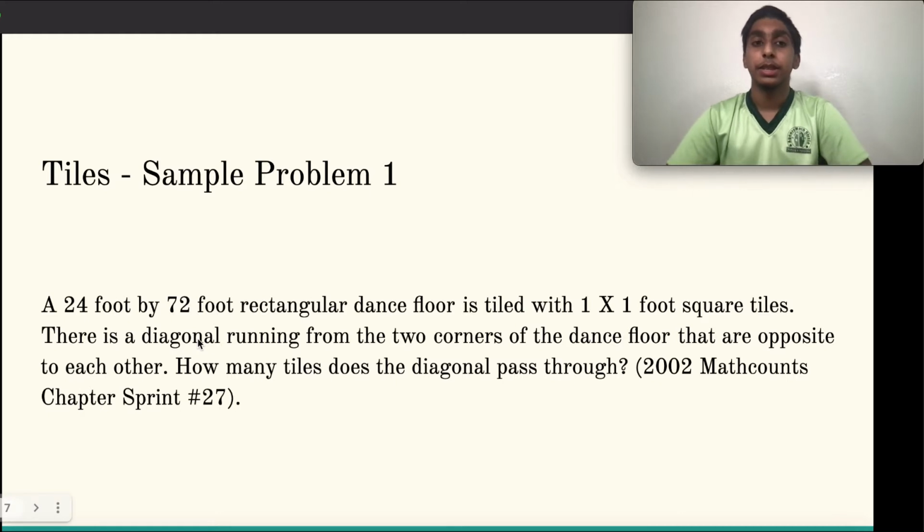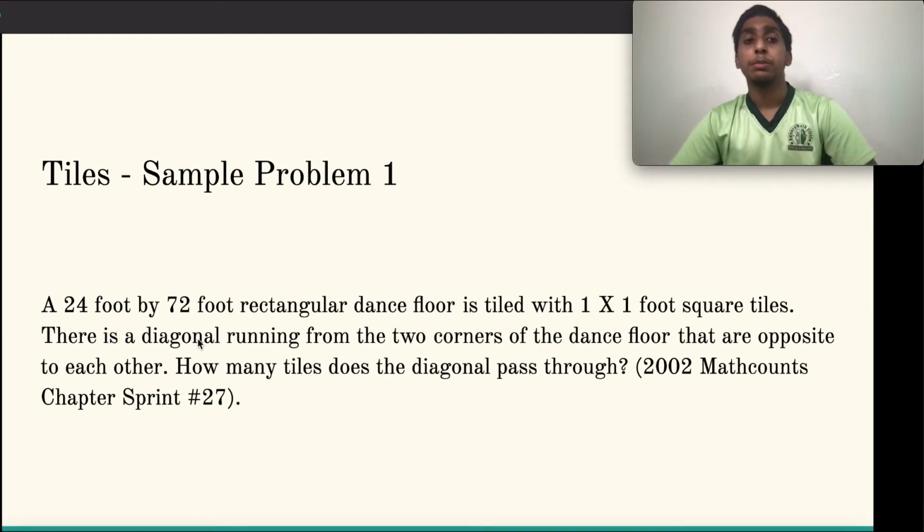Right, tiles, sample problem 1. In case you haven't watched my previous video, the normal way we do these sample problems is I'll read the problem, give a hint or two, and then I'm going to ask you to pause the video and try to solve this problem. Take your best guess. It doesn't have to be correct. It's simply going to help you. When you're done solving it, start the video up again, and then I'll go over how you could solve this problem.